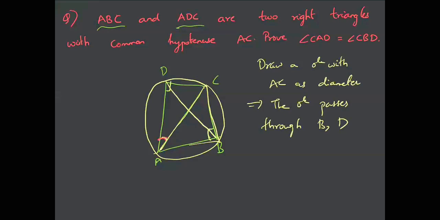Okay. So this angle and this angle you need to prove they are equal. So they are equal because they are the angles in the same segment. Fine. For DC only subtends both these angles. So they are equal. So angle DAC is equal to angle DBC because these are angles in the same segment.